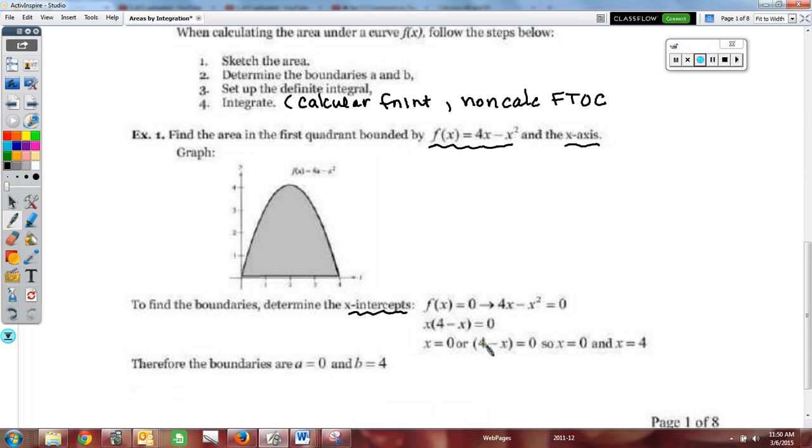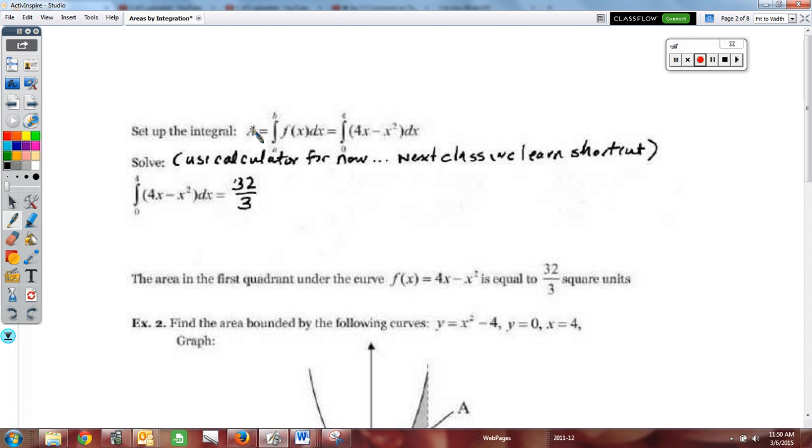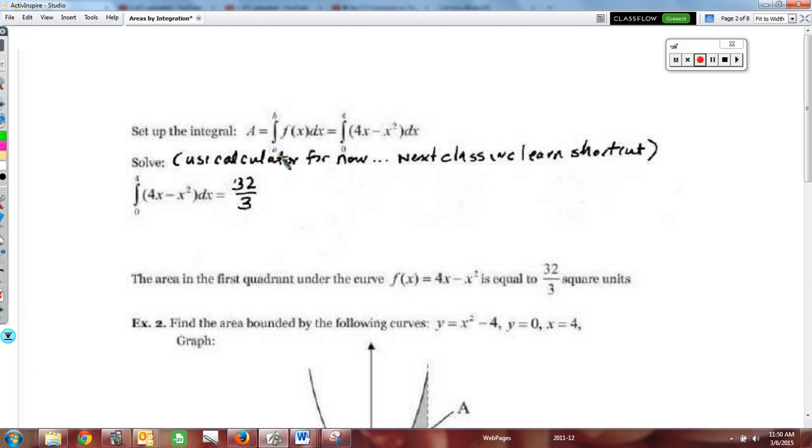Here's our work from Algebra 2. Set your function equal to 0, factor, use your zero product property, so we get 0 and 4. So the boundaries on this example are going from 0 to 4. Then we calculate our area. Our area is going to be the integral from 0 to 4 of our function dx. It's very straightforward. We can use the calculator to verify that you're going to get 32/3 here.